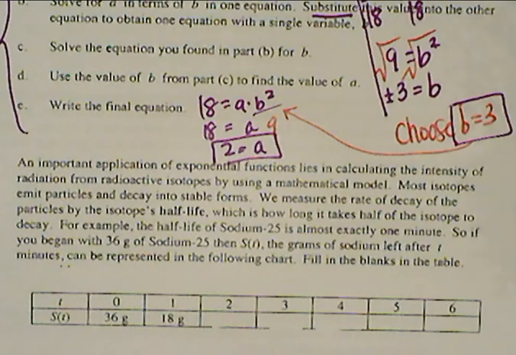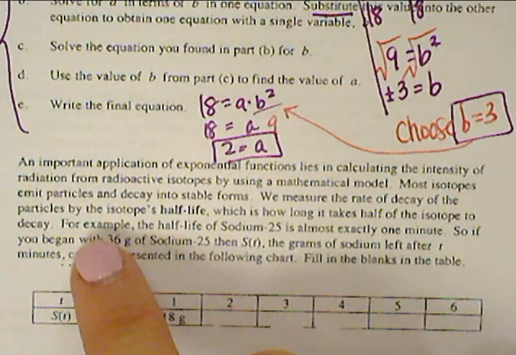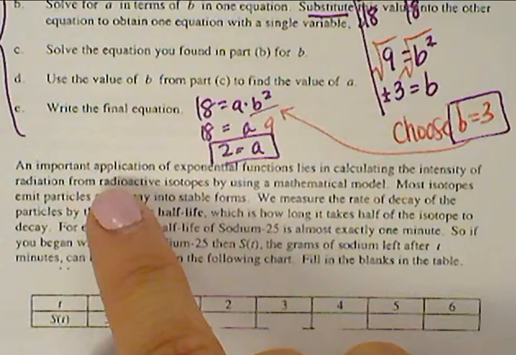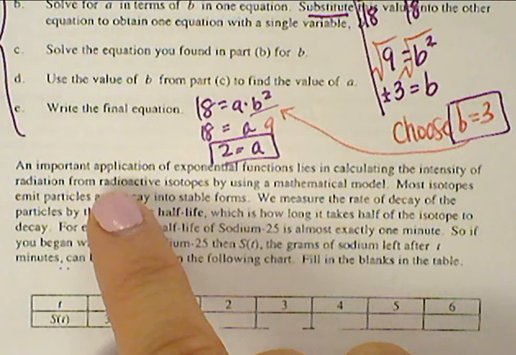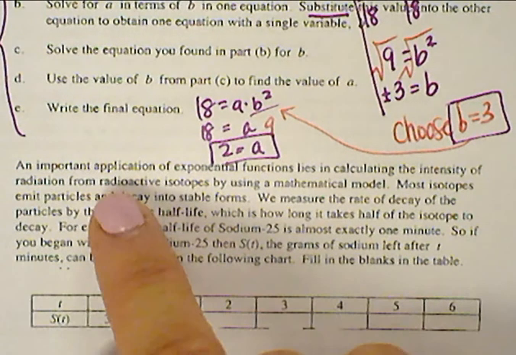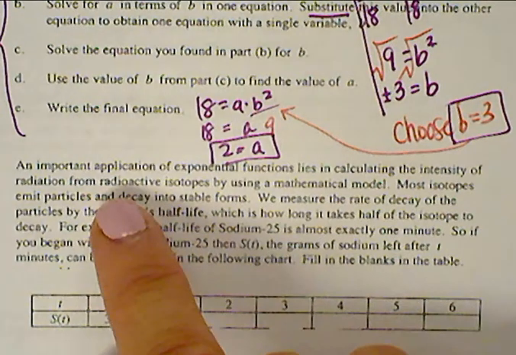Okay, did you guys get that? Did you guys learn this in science before, about radioactive decay? No, I forgot. What did he just say? First of all, when do we use exponential functions? Sometimes when we're calculating the intensity of radiation from radioactive isotopes.